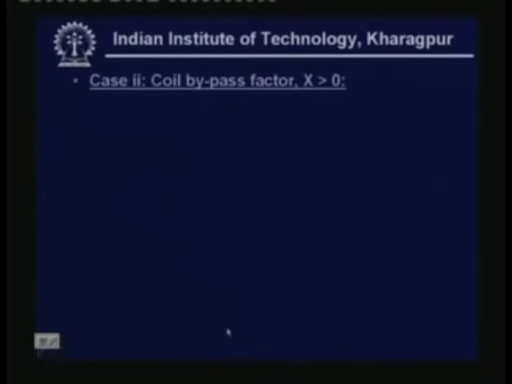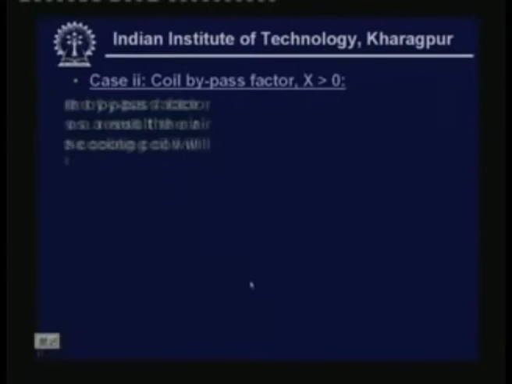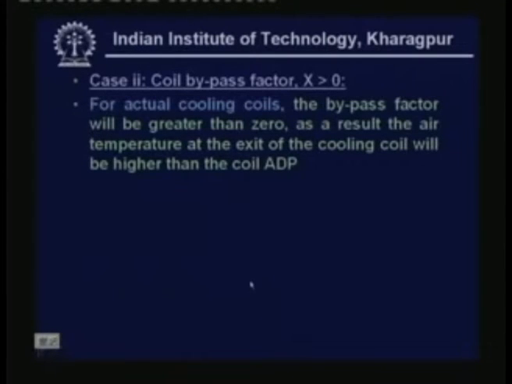Now let us look at another case, case 2, coil bypass factor X is greater than 0. For actual cooling coils, the bypass factor will be greater than 0, because it is not possible to have a perfect coil, so you will always have some amount of bypass factor. As a result, the air temperature at the exit of the cooling coil will be higher than the coil ADP, and the process gets modified.